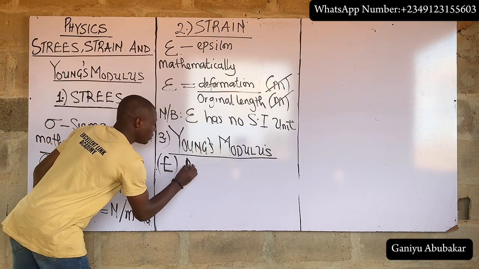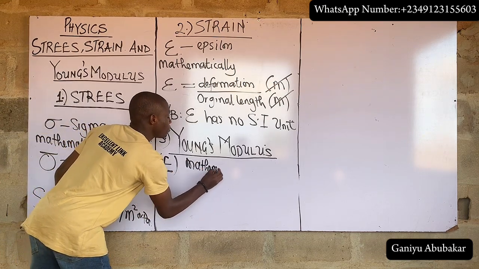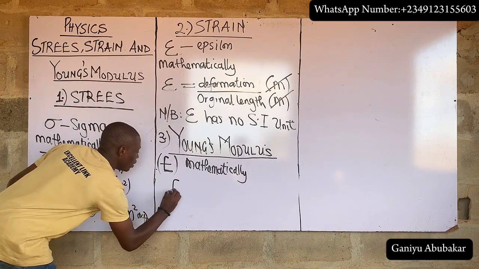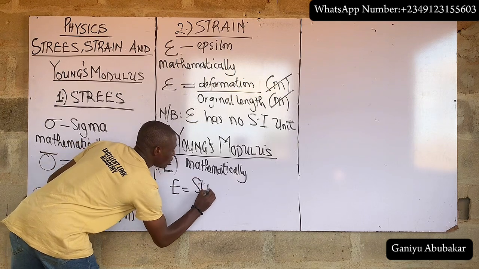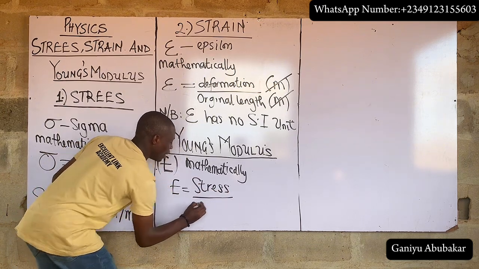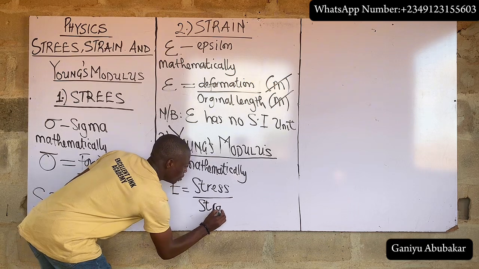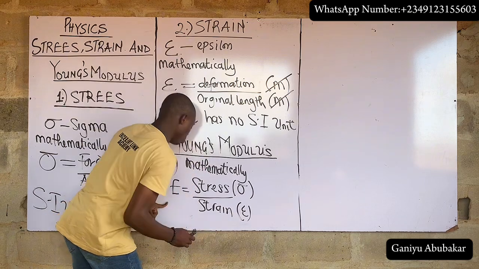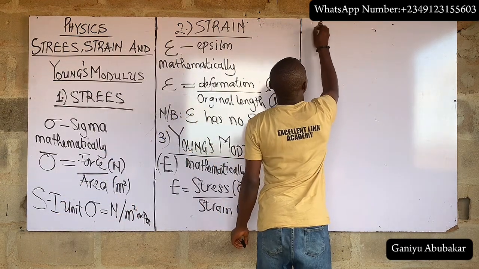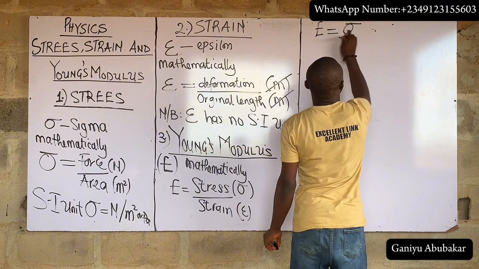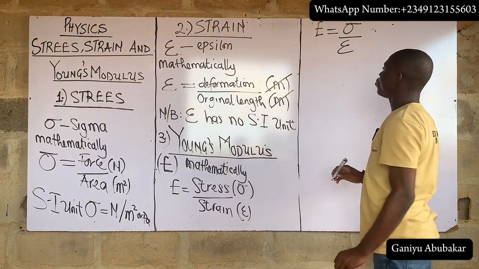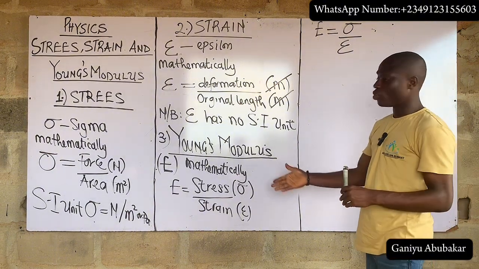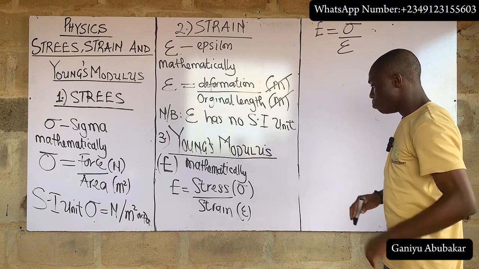So now mathematically, Young's modulus E is equal to what? Stress all over strain, where stress is sigma and strain is epsilon. So I'm saying that Young's modulus E is equal to stress over strain. So that becomes my mathematical expression for Young's modulus.